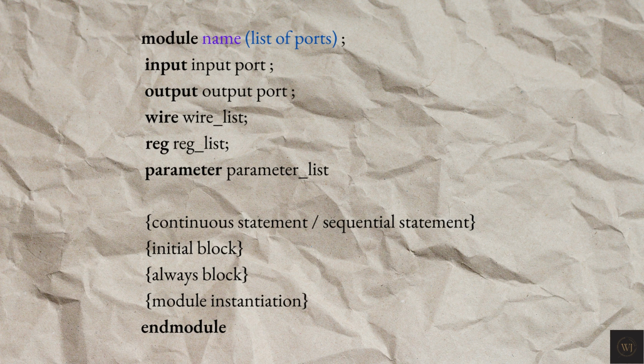The module has a name, which can be any valid identifier, followed by a list of ports. The module will end with endmodule. In between, there are some other language fundamentals that need to be known and declared: input, output, wire, reg, parameter, continuous statement, sequential statement, initial block, always block, module instantiation.